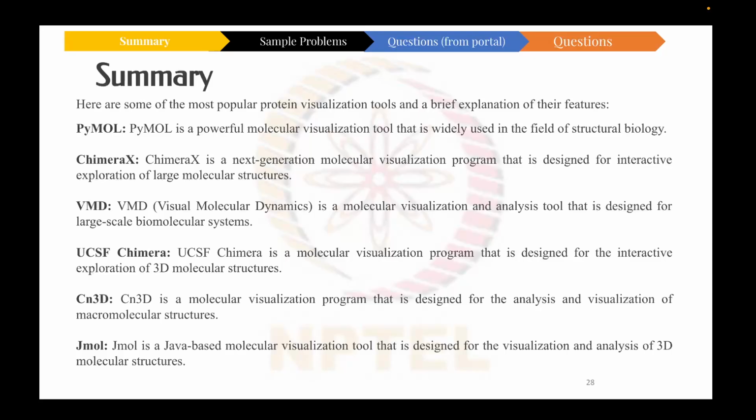Okay, now that we know we have experimental or computational techniques to generate the three-dimensional structures of proteins, or possibly the quaternary structure as well, that is the functional form of a protein, and we have a database to store it. But since the format for 3D visualization should be uniform, we have some visualization tools. Here I have mentioned some of the most popular ones.